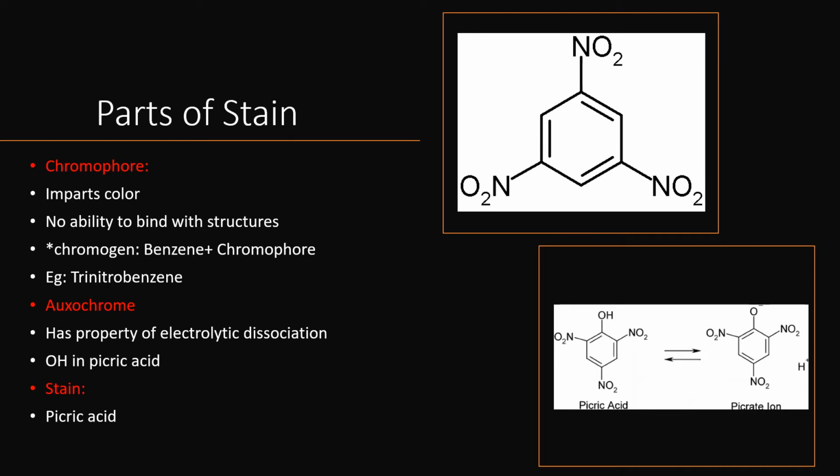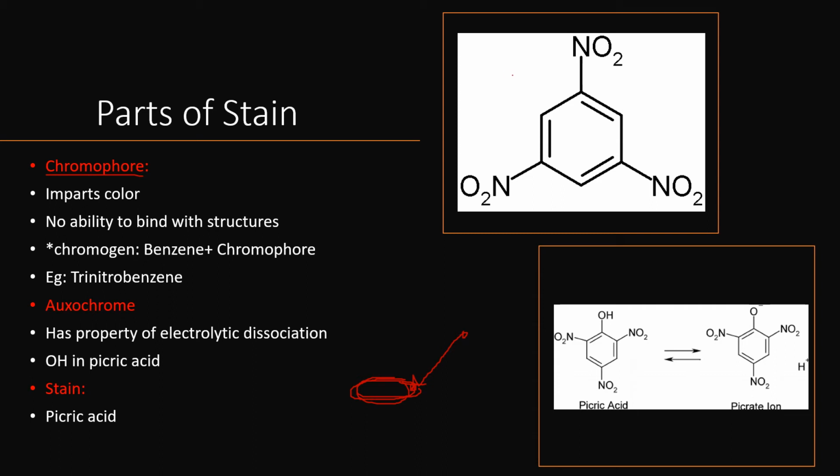Now, if you think that a stain comprises of just one part, you're wrong. A stain comprises of two things. Stain is doing mainly two things: first, it is binding to the organism, making a bond with it, and also imparting color to it. So we need to have two main parts of the stain. First is your chromophore, that imparts color to the organism. But if we use only a chromophore to stain the organism, it will not be able to impart color because it has no ability to bind with structures.